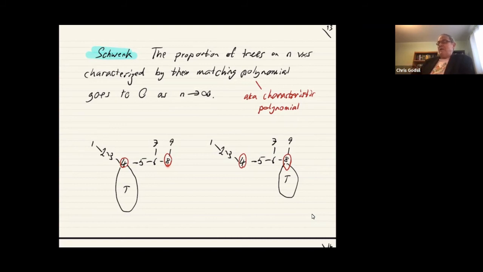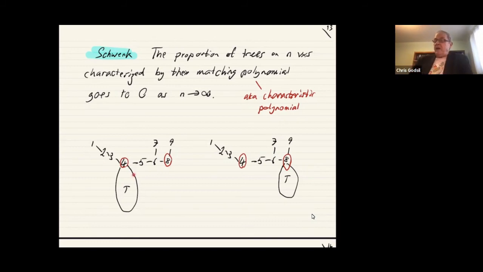A tree with this property, where you could delete 4 or delete 8 and the character polynomial was the same. And so that gives you a pair of co-spectral trees. Now, in a certain sense, the really remarkable part of what Schwenk did was he then proved something about the proportion of trees which contain something like this, rooted at 4.